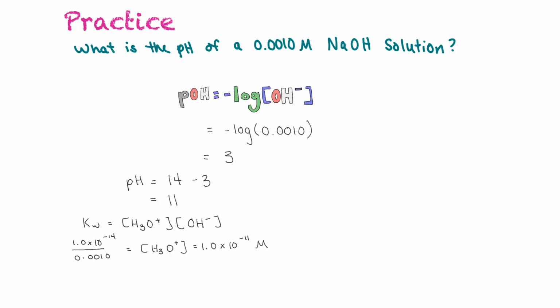Once you have that value, you can put that into the pH calculation. So pH equals negative log of that value, 1.0 times 10 to the minus 11. And that's going to equal 11.00. So we can get the same value two different ways.